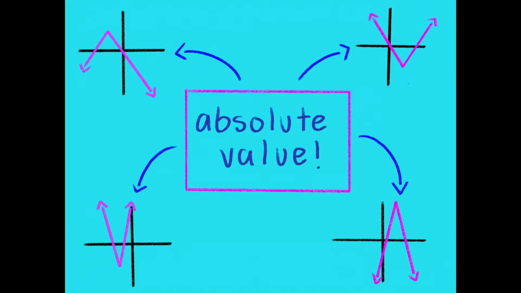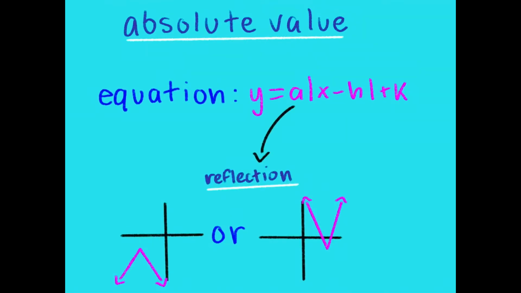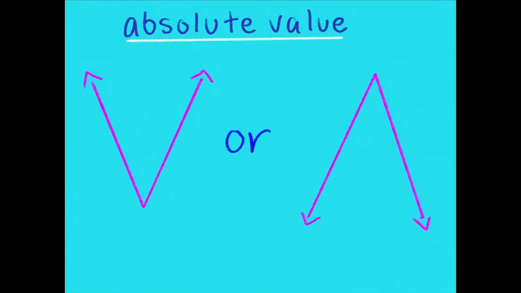Our next function is absolute value. The equation for absolute value is y equals a absolute value x minus h, end of absolute value, plus k. A decides whether the function flips or not. H decides the x value, and k decides the y value. In the end, the function will make a v shape.